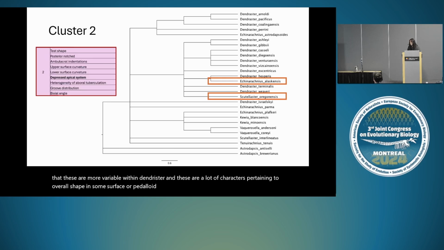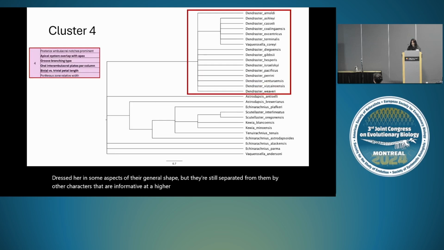I'll draw your attention to the fact that Echinarachnius aliscensis and Scutalaster oregonensis are hanging out near some Dendrasters in this tree. And remember that those are the two independently evolved eccentric species. This makes sense. They tend to resemble Dendraster in some aspects of their general shape, but they're still separated from them by other characters that are informative at a higher level. As you can see, they're outside in this previous tree.